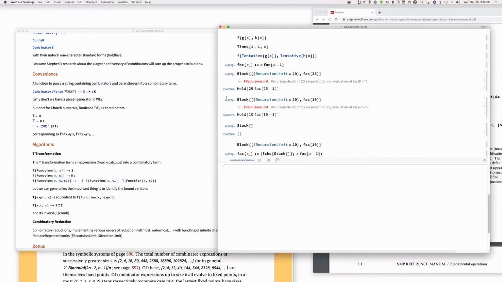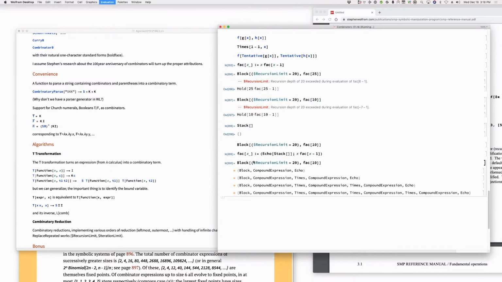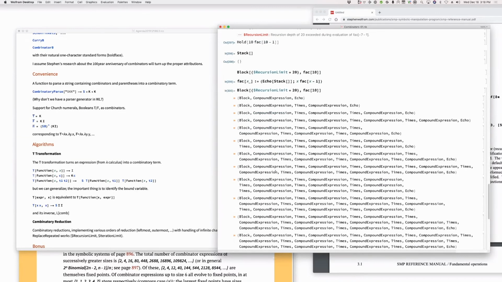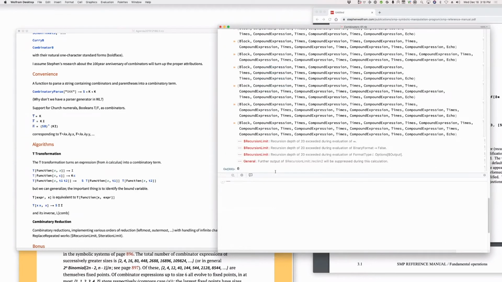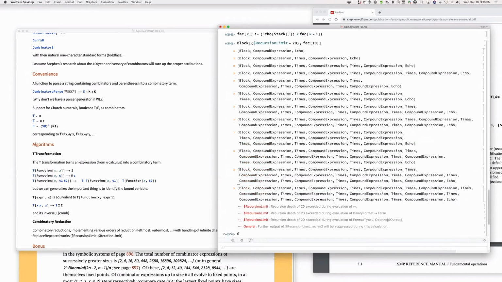Okay, now let's try this. Ta-da! How did that happen? Let's try a smaller factorial here. Well, I see we have to go 20 times down. Recursion limit exceeded during evaluation of infinity?